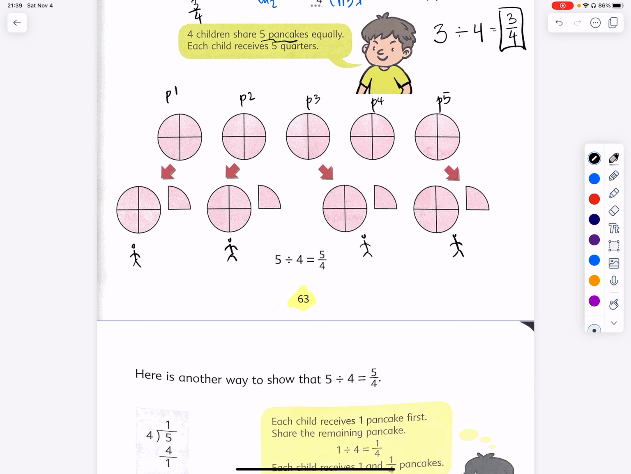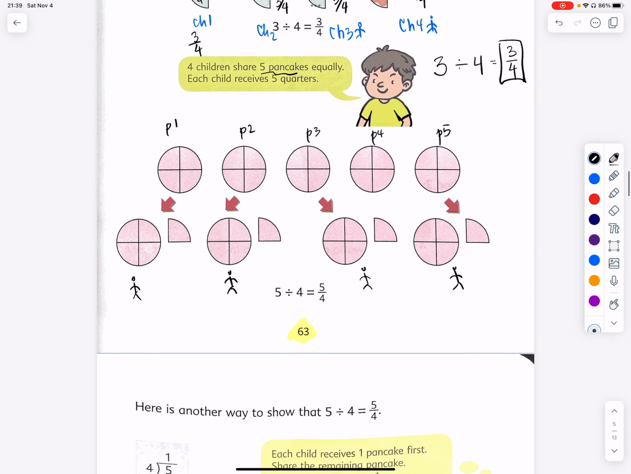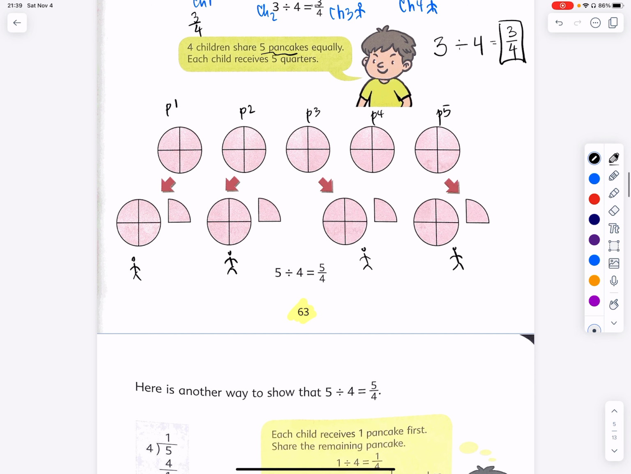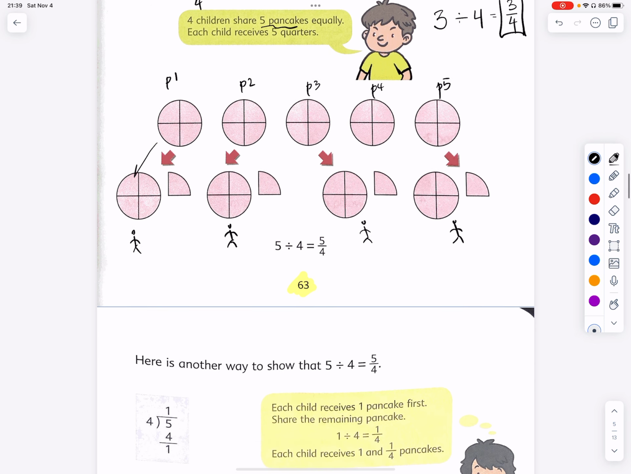Now look at that. Of course, each of the 4 kids has enough to get 1 whole pancake. Oh, fantastic. But now, look at that. We have pancake 5. What do we do? We're not going to throw it out. We're not going to feed it to Miss Natasha. What are we going to do? We're going to continue dividing it into smaller fractions.